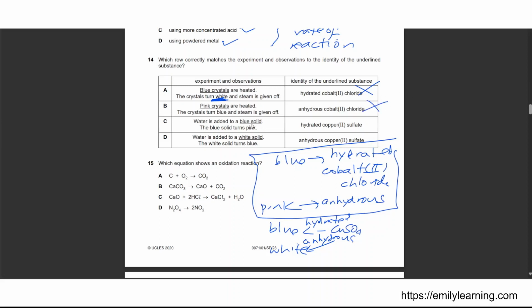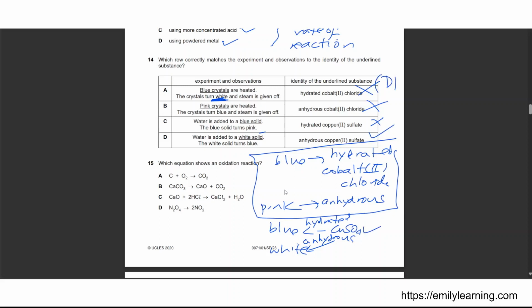Water is added to the blue solid. So the blue solid turns pink, no. If you add water to the pink solid, it will turn blue. But if it is already hydrated and you add water, it is still hydrated. So no. Next, water is added to a white solid. The white solid turns blue. So when you add water to an anhydrous one, which is probably copper 2 sulfate, it turns blue. So it is correct. So D is the answer.